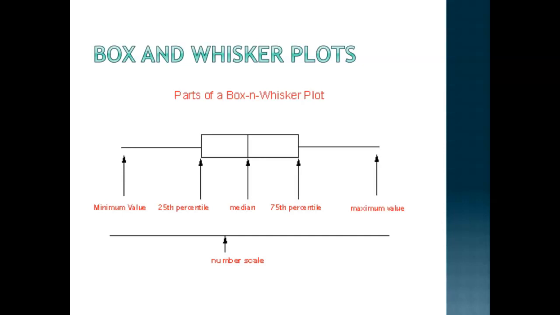So whatever values are lined up with the ends of the whiskers, those are going to be your minimum and maximum values. The ones that are lined up with the ends of the box, those will be the 25th and 75th percentile. And then whatever lines up with the line inside of the box, that's going to tell you what the median is.